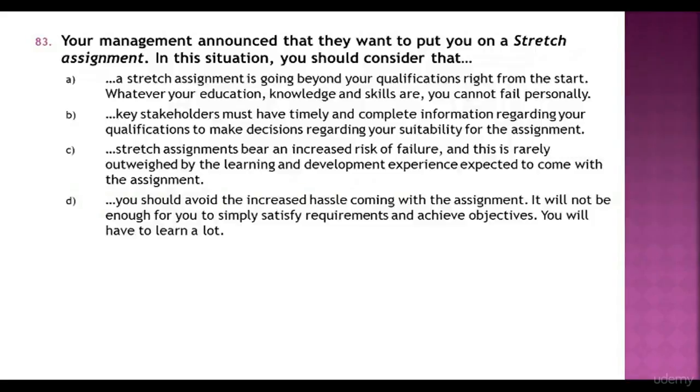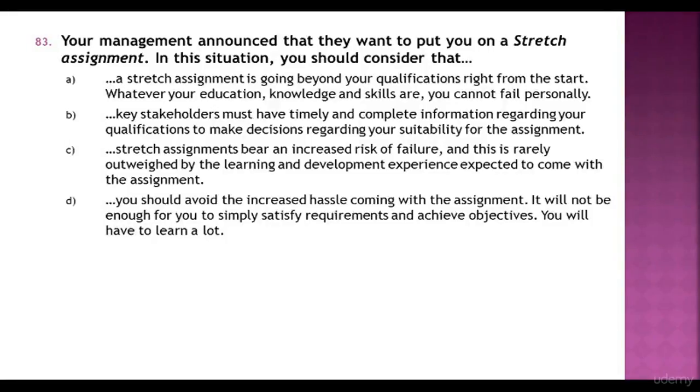Question 83. Your management announced that they want to put you on a stretch assignment. In this situation, you should consider that a stretch assignment is going beyond your qualifications right from the start. Whatever your education, knowledge, and skills are, you cannot fail personally. Key stakeholders must have timely and complete information regarding your qualifications to make decisions regarding your suitability for the assignment.